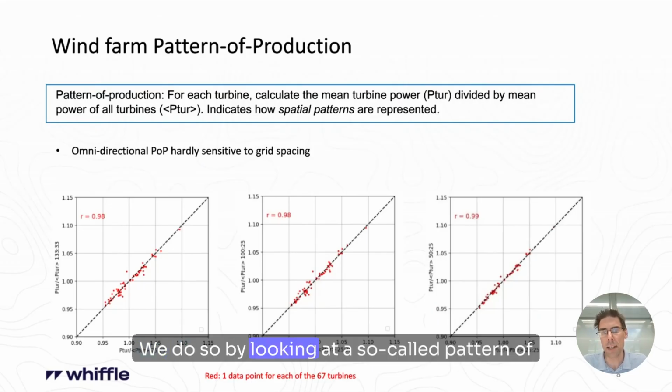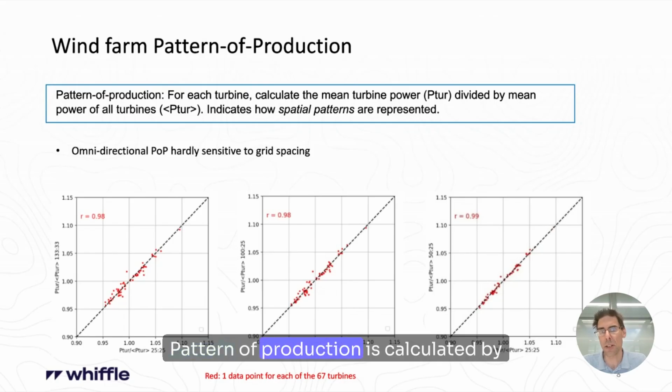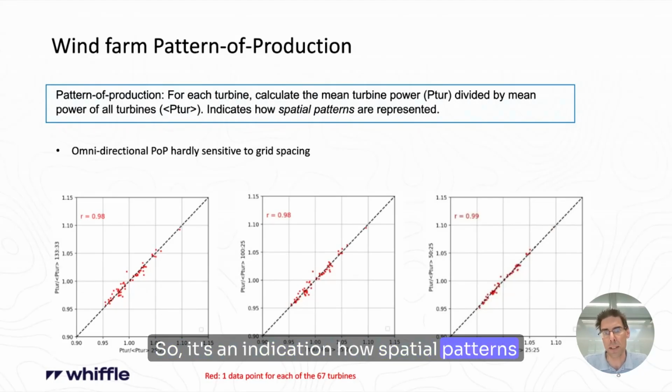Now we zoom in to the production on the turbine level. We do so by looking at a so-called pattern of production. Pattern of production is calculated by dividing the mean power of a certain turbine by the mean power of all turbines. So for turbines that produce more than average, the value is larger than 1, and for turbines that produce less than average, the value is smaller than 1. So it's an indication of how spatial patterns are represented.